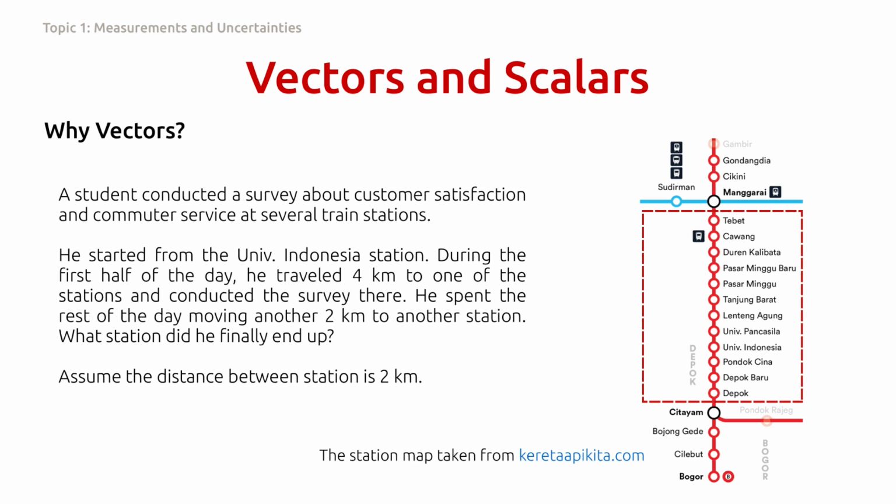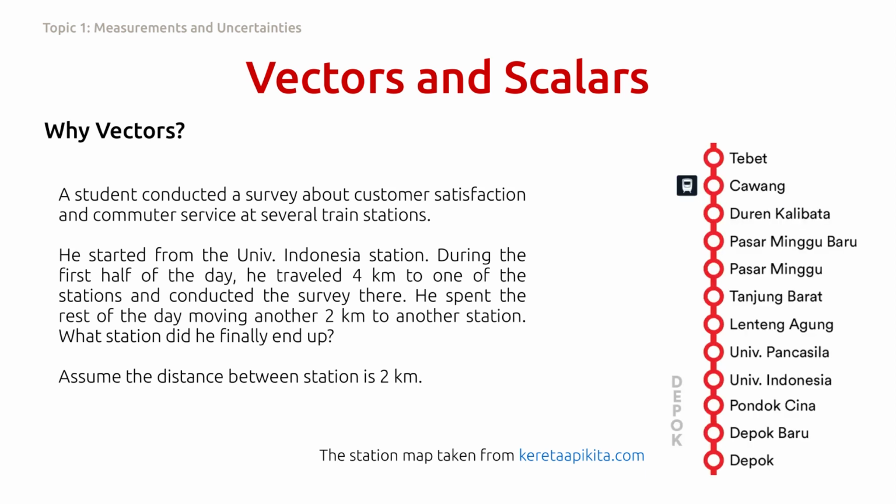Let us zoom in on the map and focus on this selected area. Even though we know how far he traveled, we can't answer this question. We have no idea where he finally ended up. The reason for this is that, given the scenario, there are 4 possible directions the student could go.